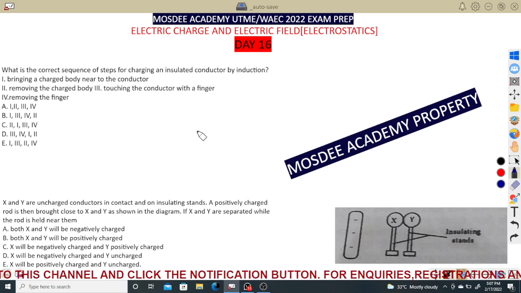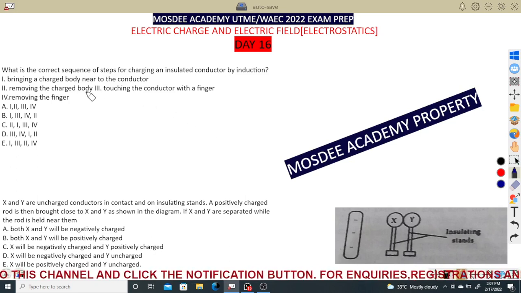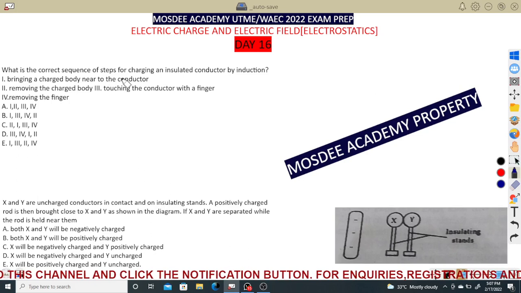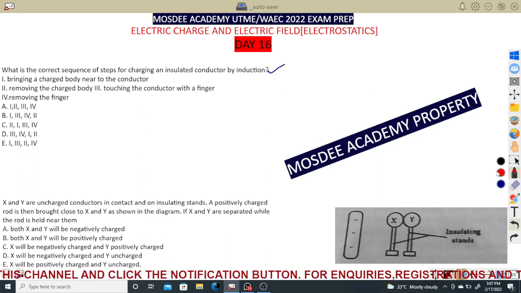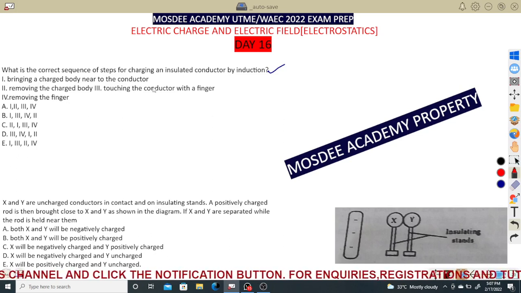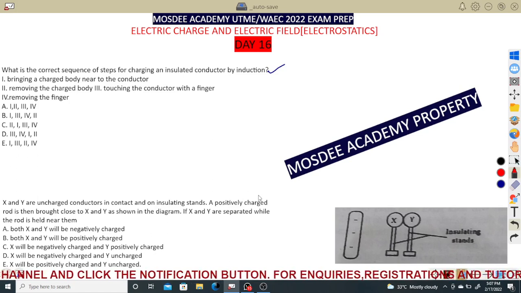Now, the next question: what is the correct sequence of the steps for charging an insulated conductor by induction? Very good question, a good one from those that set this. I love this. We'll just talk about the induction method. The first process is bringing a charged body near the conductor, just like what is here. In fact, these two questions, we are going to answer simultaneously.